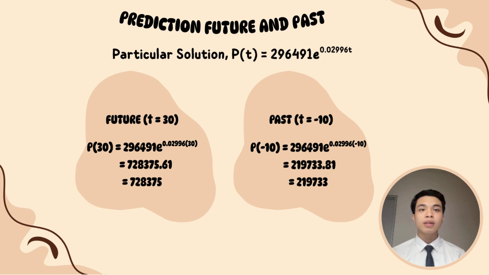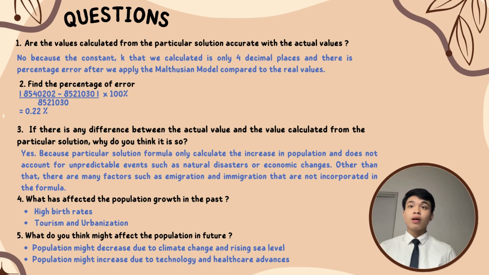There are several questions for task 1. First, are the values calculated from the particular solution accurate with the actual value? No, because the constant k was only rounded off to decimal places, which caused a small error in the calculation. This leads to a difference between the predicted value from the Malthusian model and the actual value, resulting in percentage error. Second, find the percentage of error. Calculated value minus the actual value over the actual value times 100.